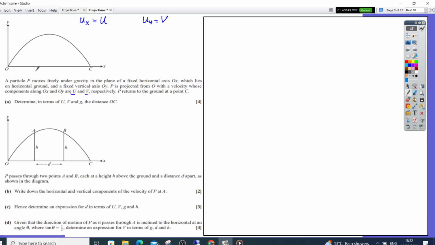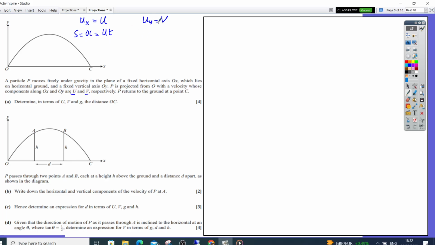Okay, so what do we know? We know that this is O to C, and displacement O to C is going to equal, so S equals U multiplied by T, which is the time. So we need to find the time it takes from going from there to there. So what can we do here? We've got a bit more information about what's happening vertically.